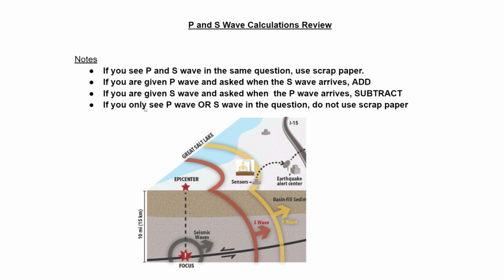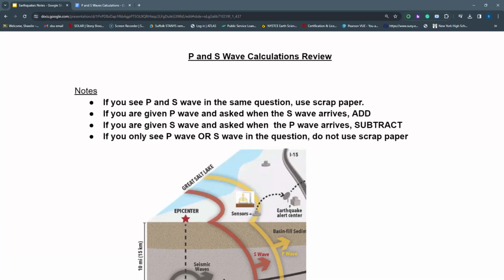Lastly, if you only see P wave or only see S wave in the question, if you don't see both waves mentioned, you do not need to use scrap paper. You just use your reference table, page 11, like you normally do, to find out how long it takes the P wave or the S wave to travel a certain distance. Because normally in a question like this, you're just going to be given the distance. Okay? And yeah, that's about it.